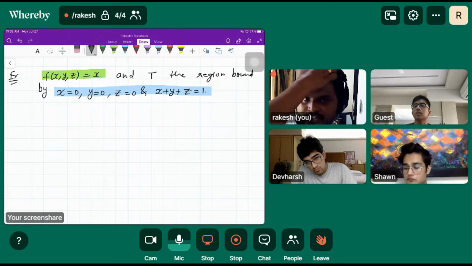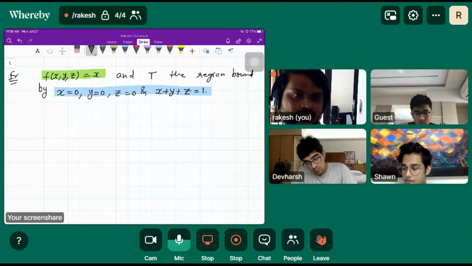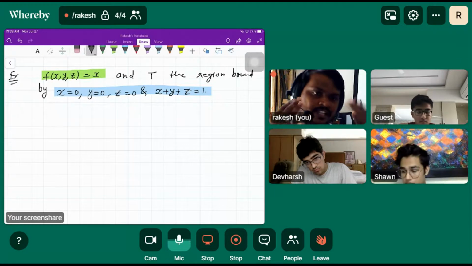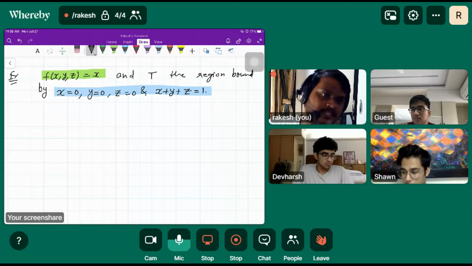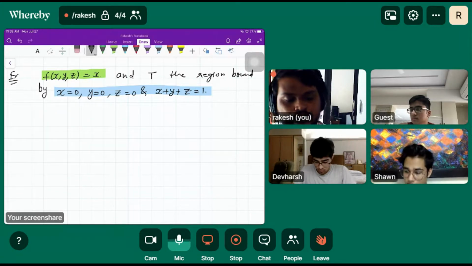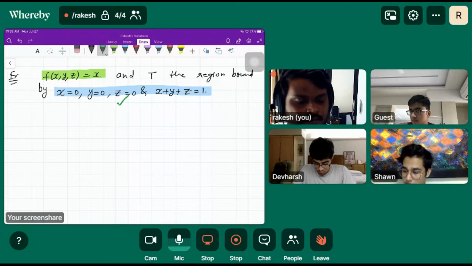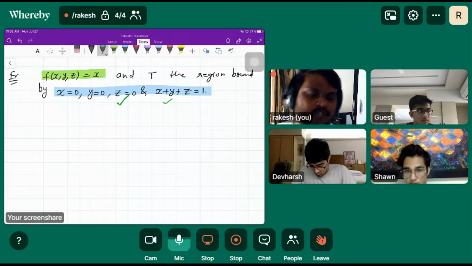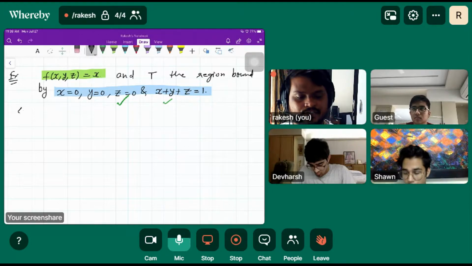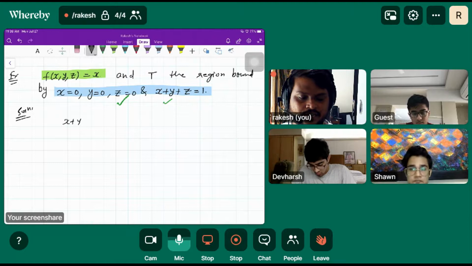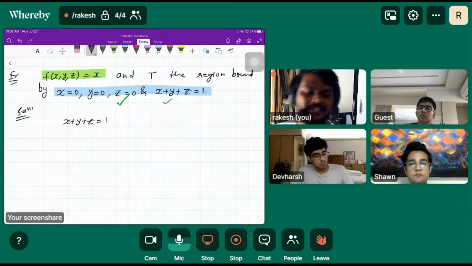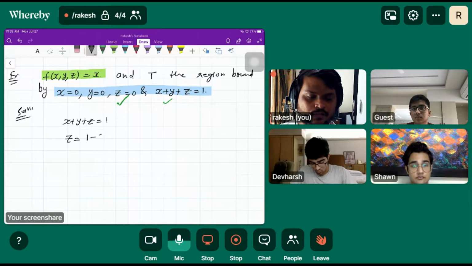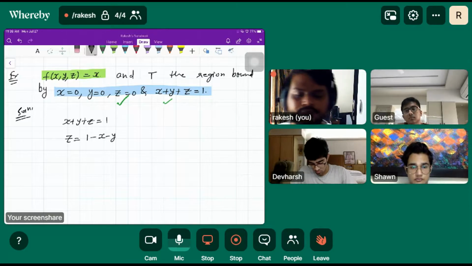In this case, if we go along the z direction first, we need two functions in terms of z is equal to f of x comma y. Our region T is bound between those two surfaces. One is z is equal to 0. The second is x plus y plus z is equal to 1. If we convert that to z is equal to f of x comma y, it will give you z is equal to 1 minus x minus y, isn't it?